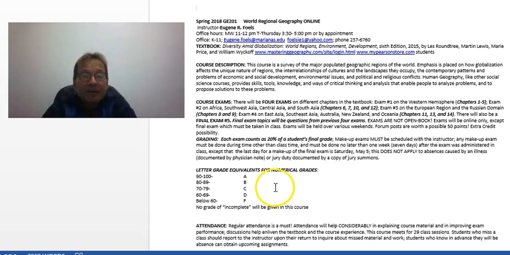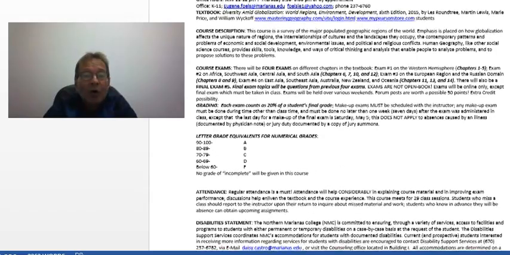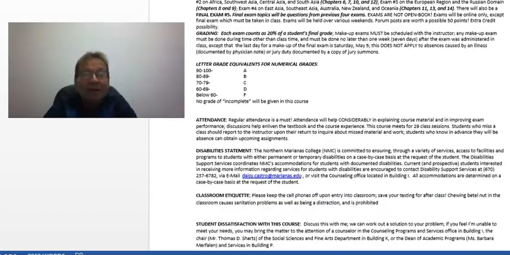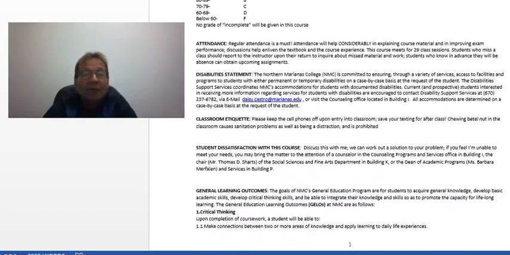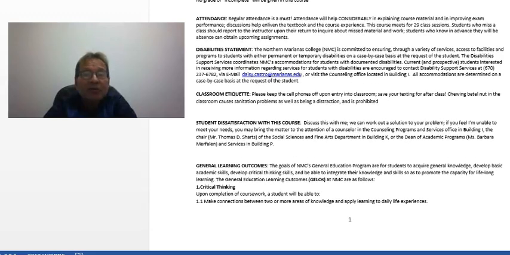Here are the 11 letter grade equivalents of what you can get. You've seen that before, I'm sure. There will be no incompletes given in this course. Don't worry about the attendance. If you have some sort of disability, go over to, they're going to be in Building G, because Building I is getting renovated this semester.